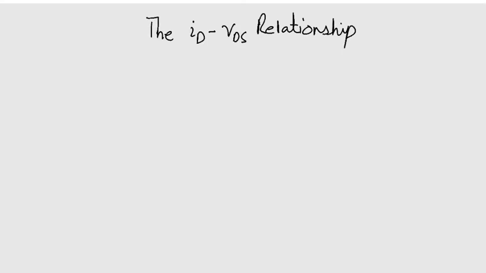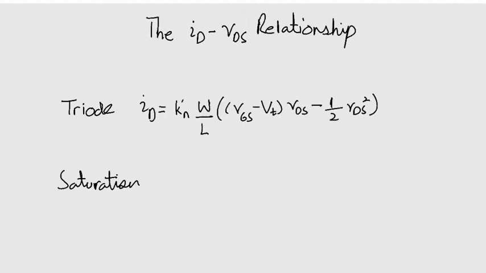As we just saw, the MOSFET has two distinct regions, triode and saturation. Let us write down a mathematical expression for each of these regions for the relationship between ID, the drain current, and vDS, the voltage between drain and source. So for the triode region, the equation will be this one, and for the saturation region, the equation will be this one.